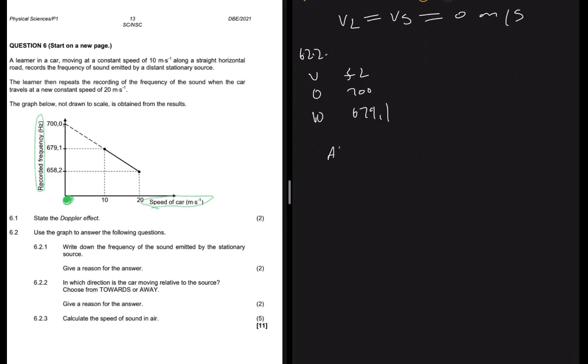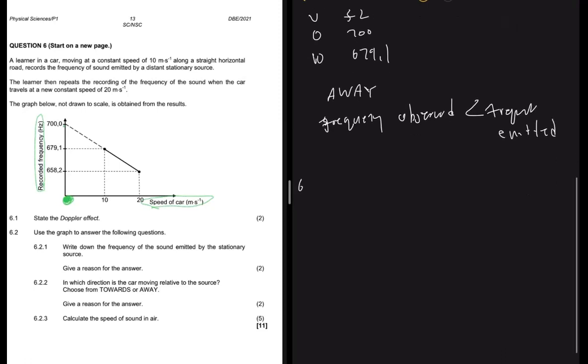one moving away. So here we'll write away, and then the reason for that is that the frequency observed is less than the frequency emitted, right? Yes. Let's move ahead.